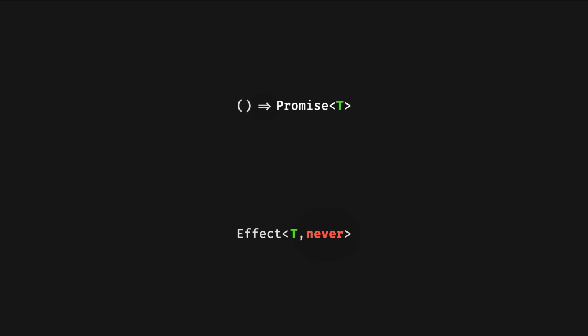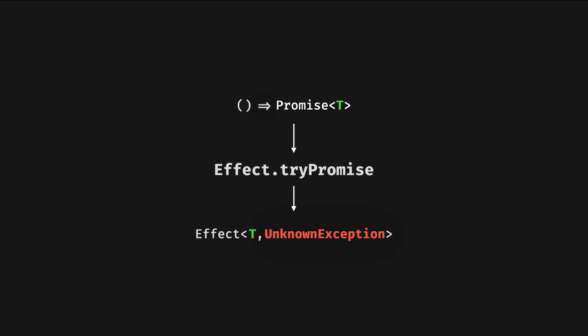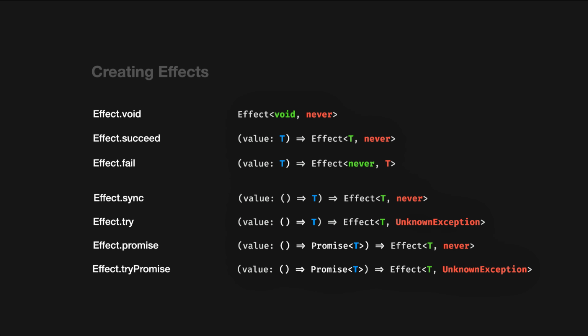And the function that transforms an asynchronous function into an effect is effect.promise. And effect.tryPromise accounts for failure case by filling in unknown exception in the error type. Here is the glimpse of what we've seen so far. As you can see, to transform a function to an effect, we have 4 different utilities: effect.sync, effect.try, effect.promise, and effect.tryPromise. Now let's get our hands dirty and see it in action.